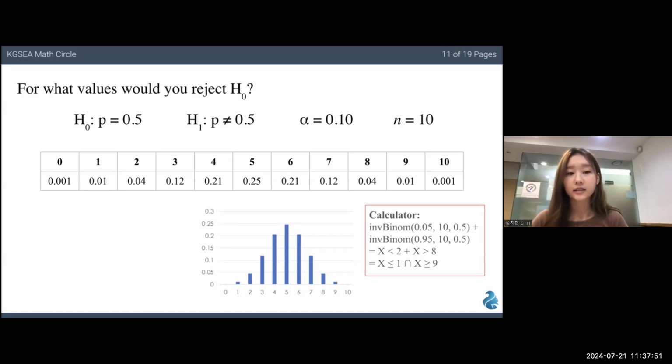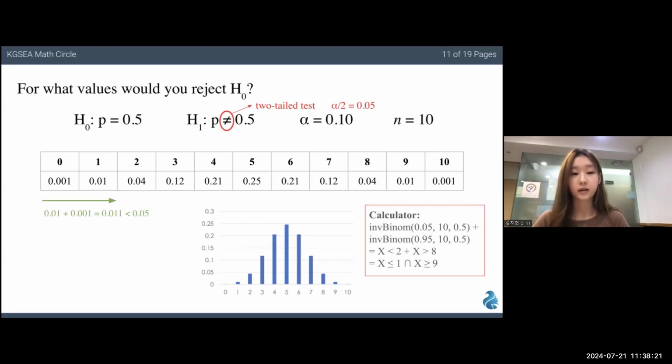The last case is this. The alternative hypothesis is where p does not equal 0.5, instead of being less than or greater than 0.5. The significance level here is 0.1. And what you have to do first is realize that it's a two-tailed test. So you'll be looking at both the upper and the lower side, which means that you also have to divide the significance level in half, which will give you 0.05 or 5%.